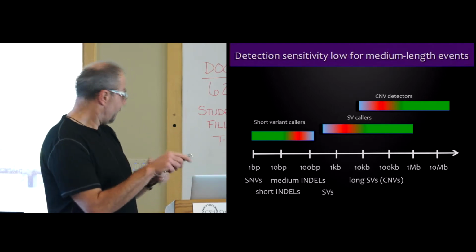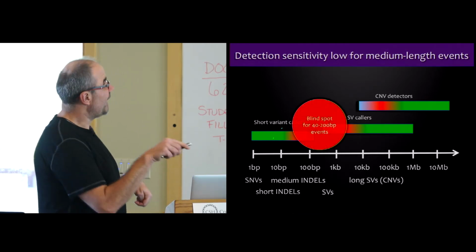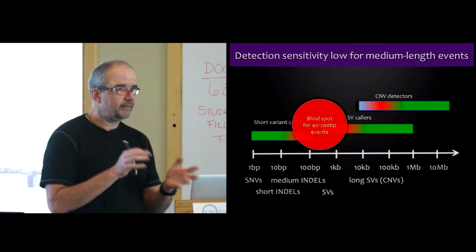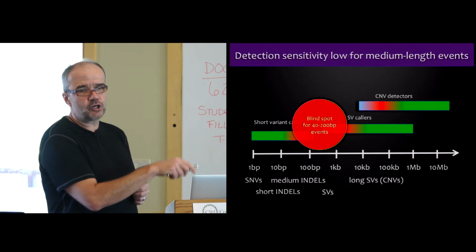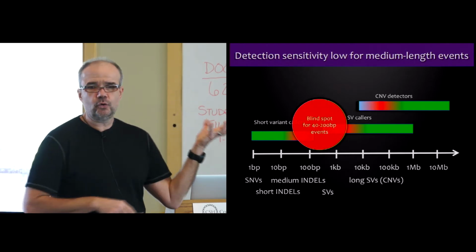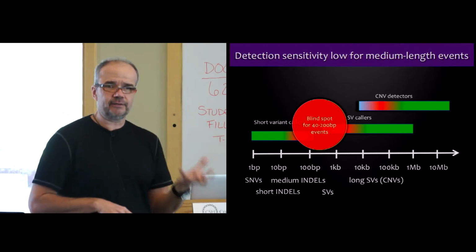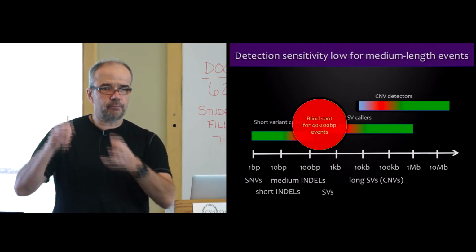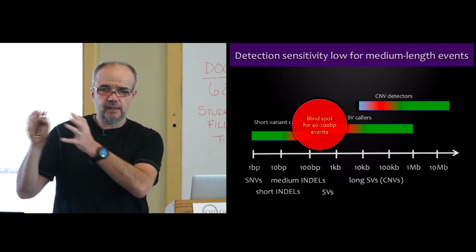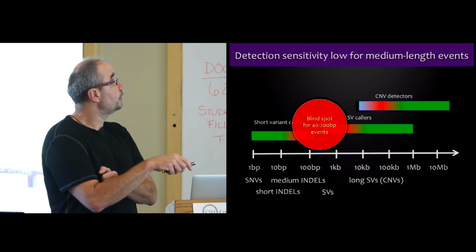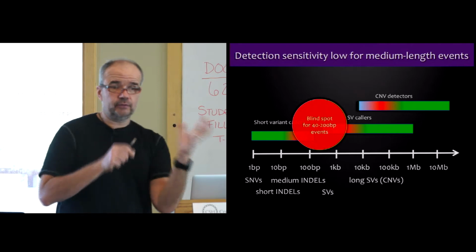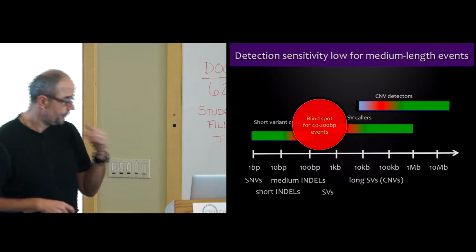So there's this blind spot for events that are approximately 40 to 200 base pairs. This is a very difficult area. It's very difficult to detect variants there because the patterns are not specific enough yet for the structural variant callers, and the alignment-based methods are losing power.